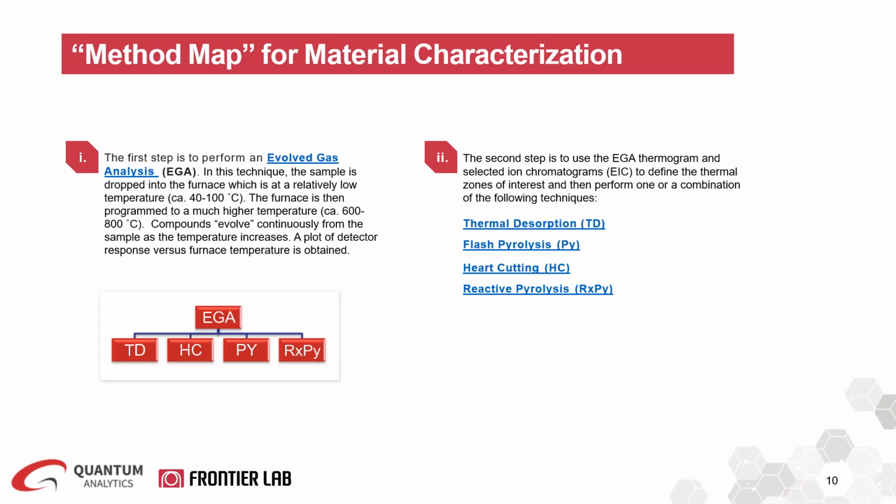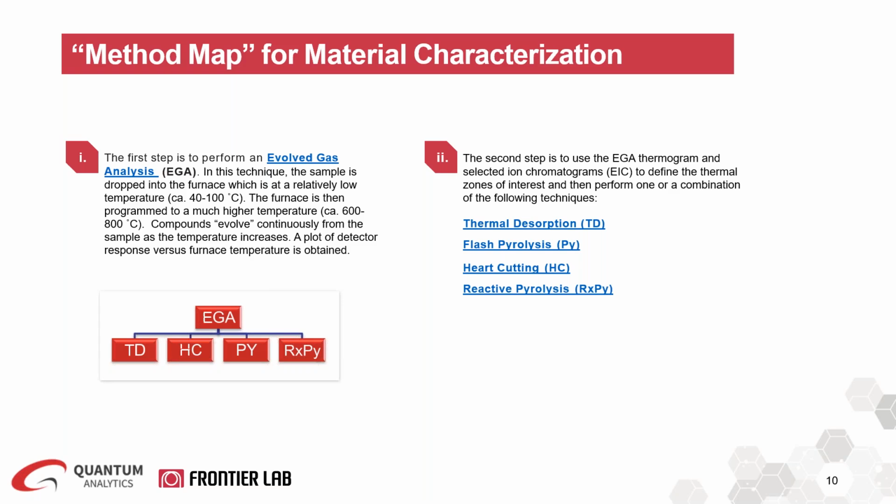And that method map provides you with two simple steps. As I just mentioned, the first step will be running your evolved gas analysis, EGA. And think of EGA as a thermal separation, first of all, and that gives you a clear picture about the thermal profile and complexity of your sample. Now, the second step is to use the EGA thermogram that you just obtained and define the thermal zones of interest. So EGA really guides you on what to do next.